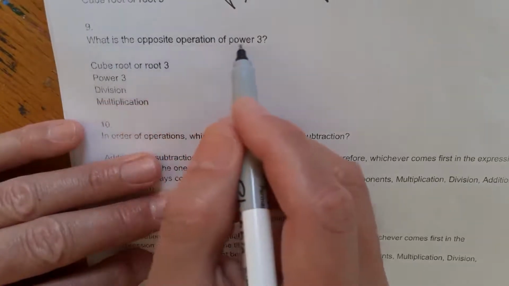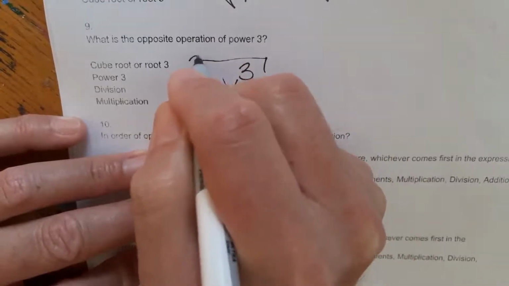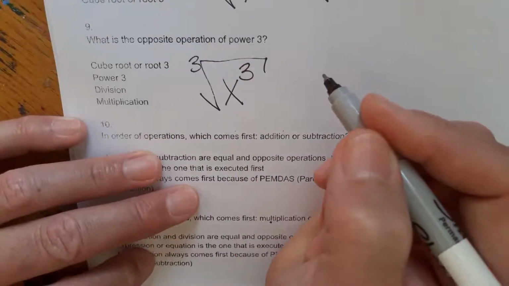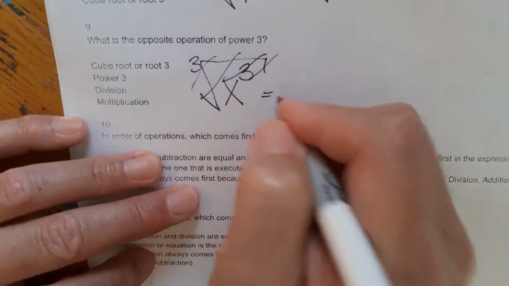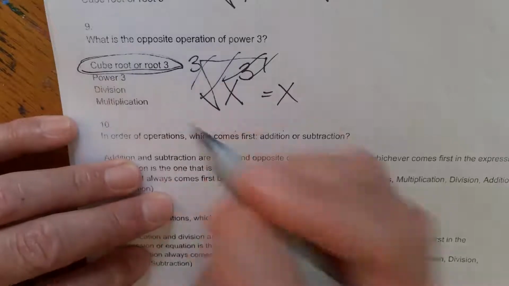What is the opposite operation of power 3? X to the 3 power. It would be a 3 root. Hope you see a pattern here. They cancel each other. You're left with just an x. So it would be a root 3, or we call that a cube root.